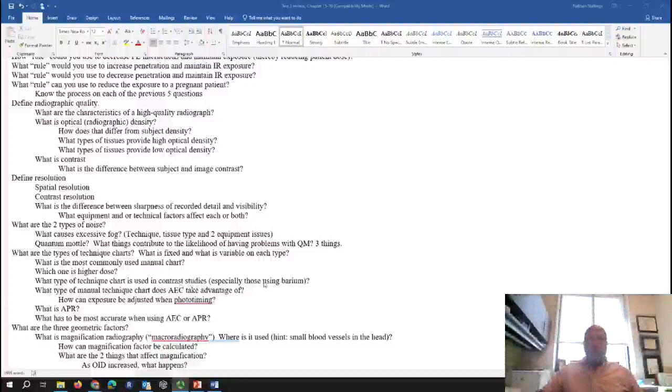So high KVP in contrast studies, especially using barium, manual technique chart, AEC, what type of manual chart? I think we already talked about that. That would be a fixed KVP. That would be the exposure adjusted when phototiming would be one of two things: selection of photocells, like what I talked about before, or using those +1 and +2 densities, -1, -2 densities. APR we already talked about. Positioning has to be accurate with AECs or APR.